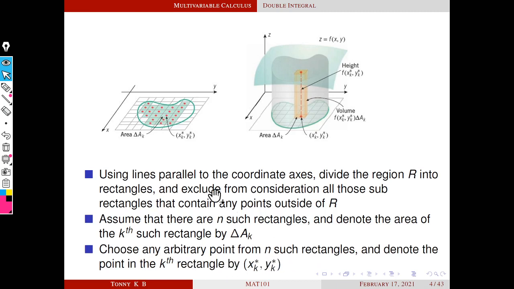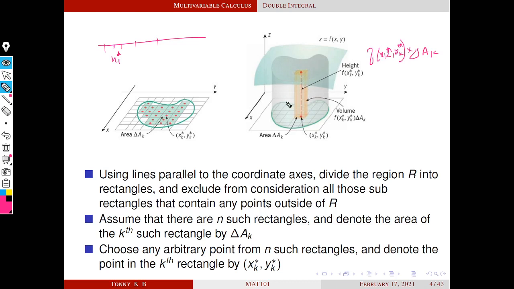Choose an arbitrary point from each of the n rectangles. In the one-dimensional case, we chose points x1 star, x2 star from each subinterval. Here we choose an arbitrary point from each rectangle, denoted by xk star, yk star. Then the volume of this parallelepiped: delta ak is the area of the base rectangle, and the height is given by f of xk star, yk star. The product of height and base area gives the volume of this yellow parallelepiped.